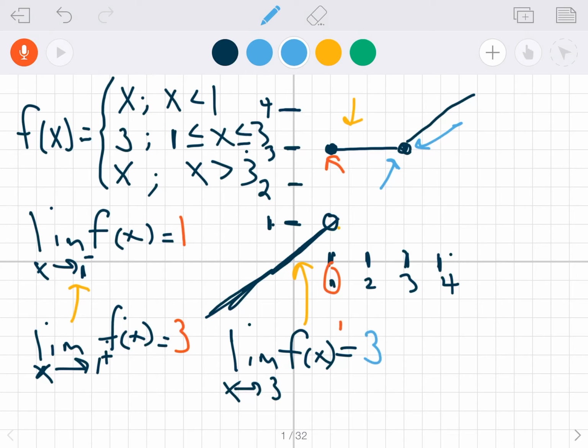Now, you can be given a function without this and still be able to interpret the answers. And that's what we're going to look at next. We're going to look at a problem with just a graph, and from there, you're going to have to identify the limiting values. Okay?